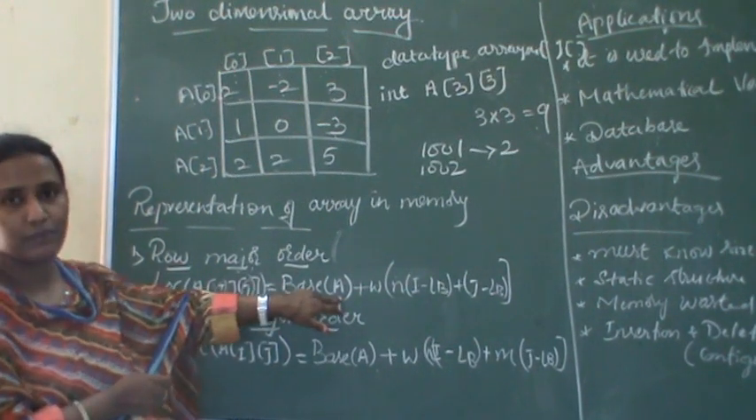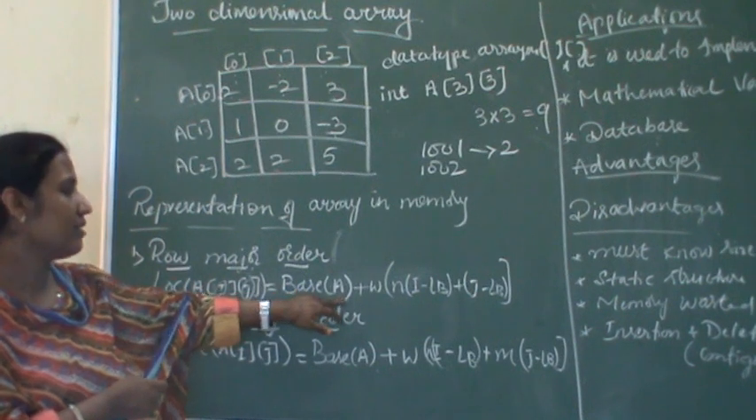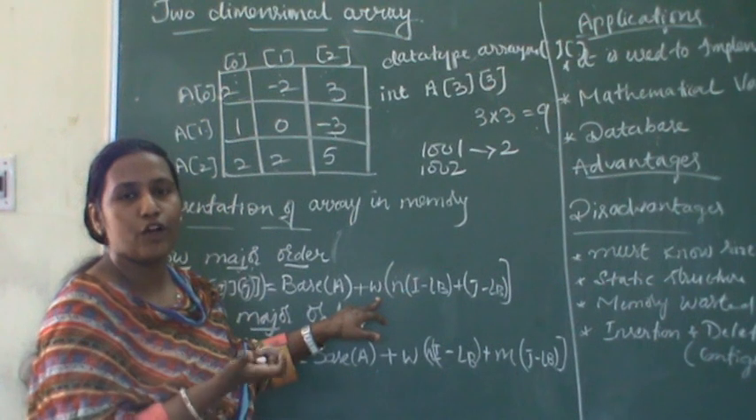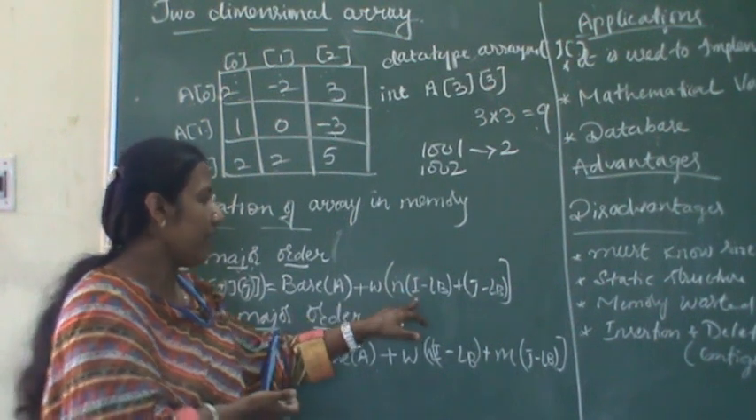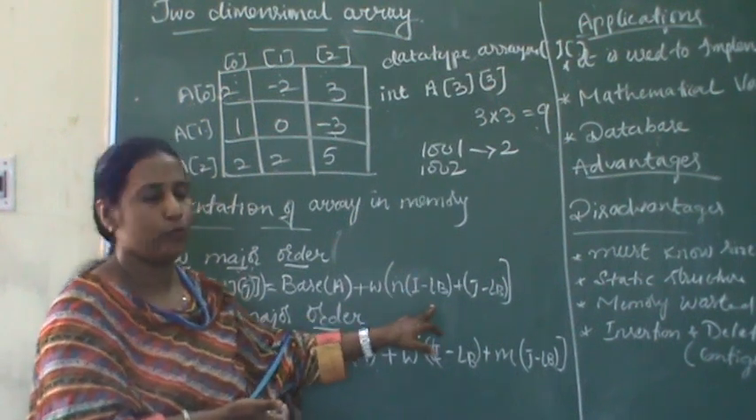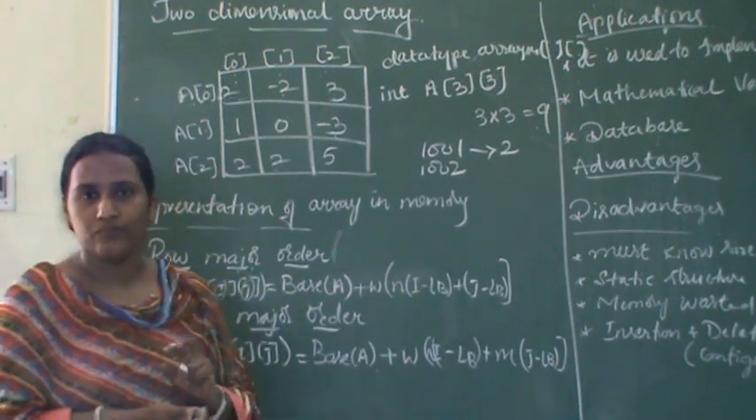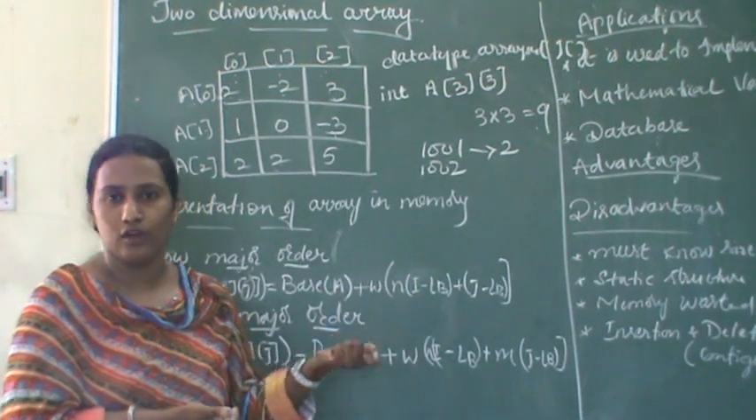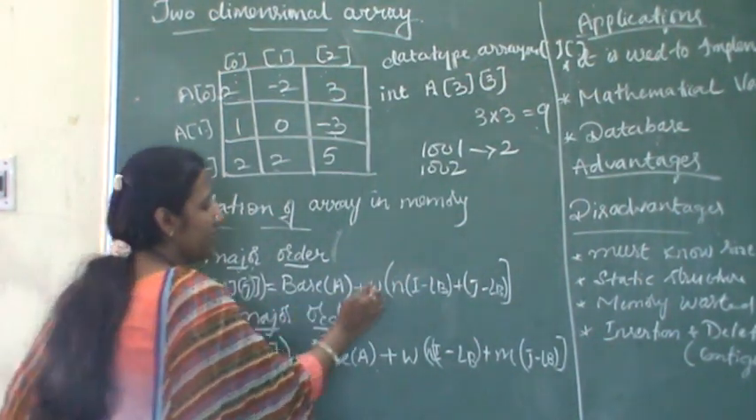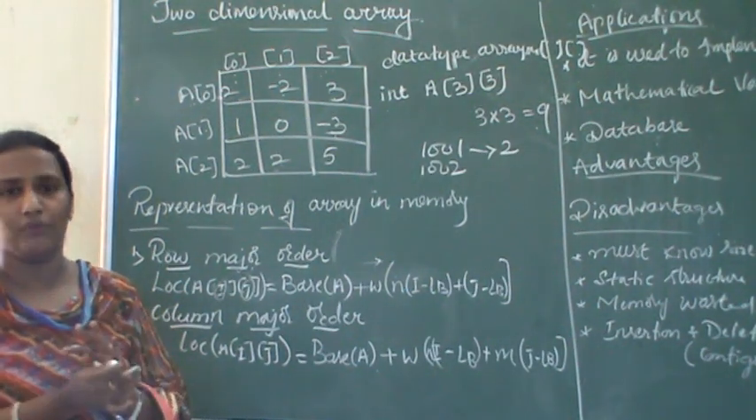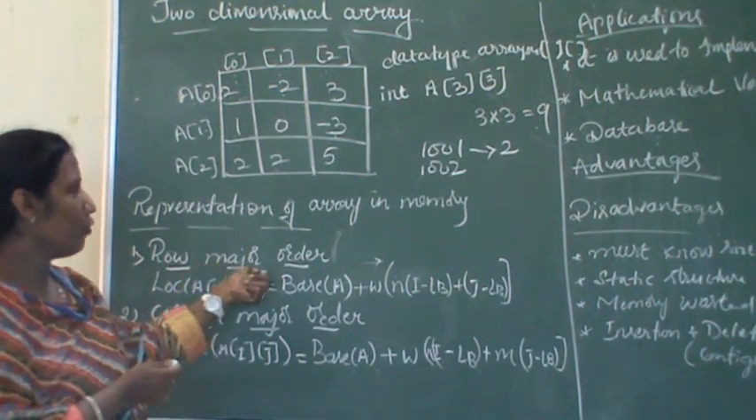Where the base address means the starting address, and the w means, as I said, the number of words in a memory, and here it takes the rows lower bound and the columns lower bound. So from the rows lower bound and column lower bound, we are going to calculate the address of whichever location or element we want. So that is the row major order.